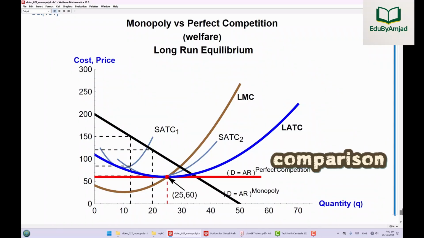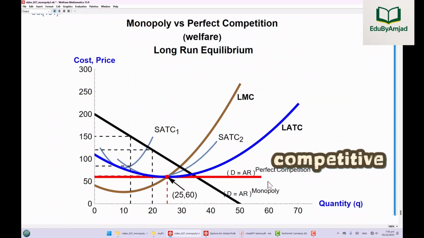Another important comparison is with the long-run scenario of perfect competition, from a welfare point of view. In this case, the market demand curve becomes a horizontal line tangent to the minimum point of the long-run average cost curve, the envelope curve. This horizontal line also represents marginal revenue, which equals the long-run marginal cost at that same minimum point.